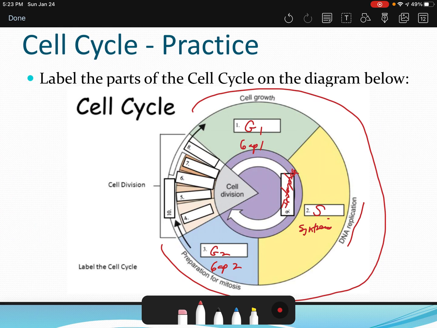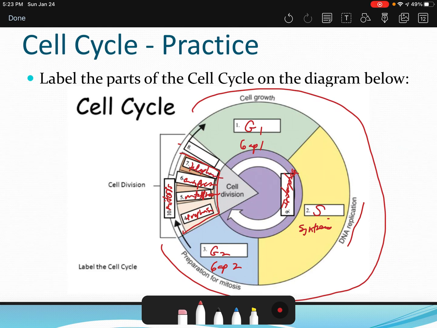Then the next phase is right here, from here to here. This is called mitosis. And it's made up of prophase, metaphase, anaphase. Sorry, you can't even read my writing. This is so tiny. I can't write on here. And telophase.